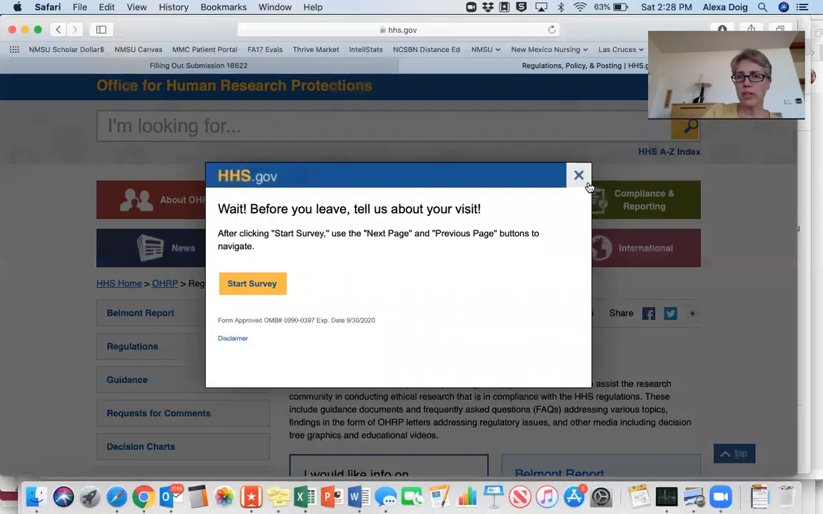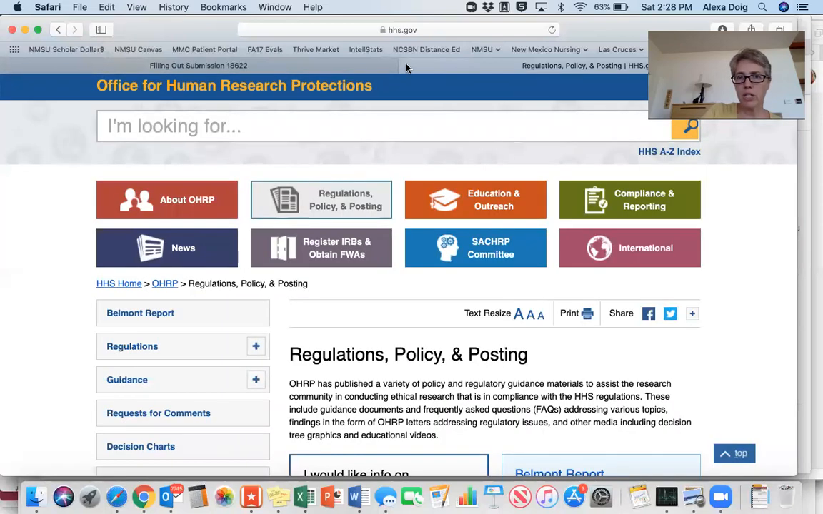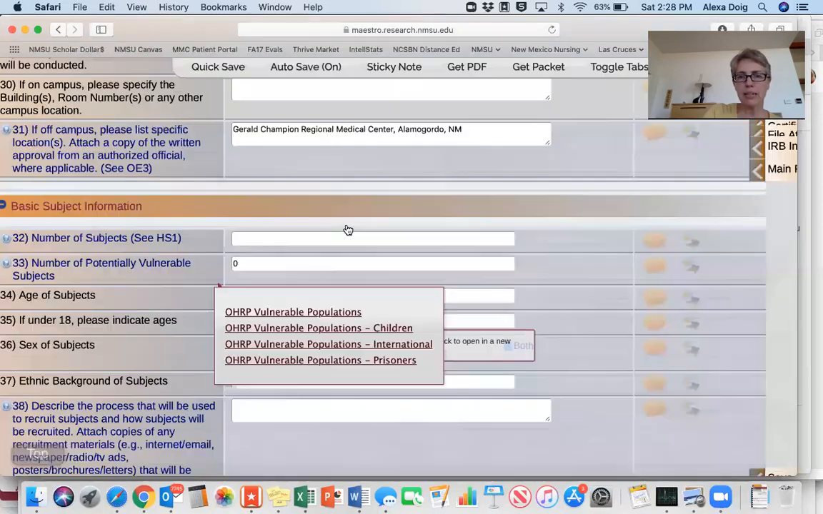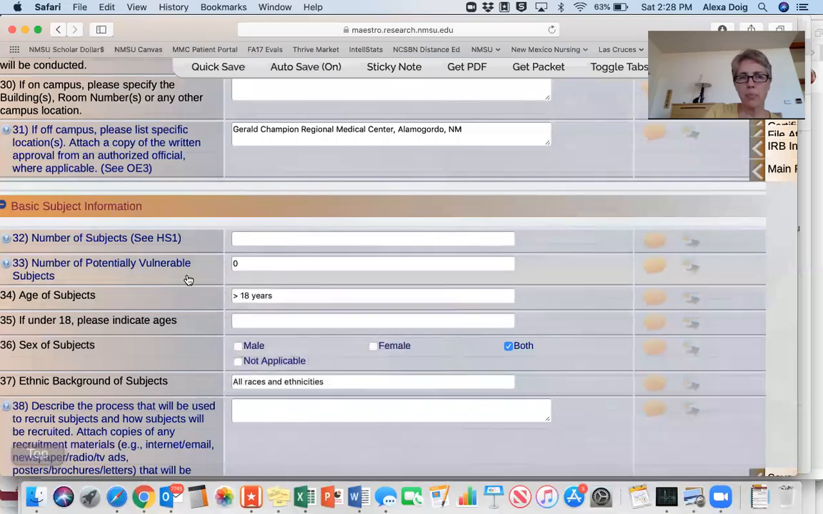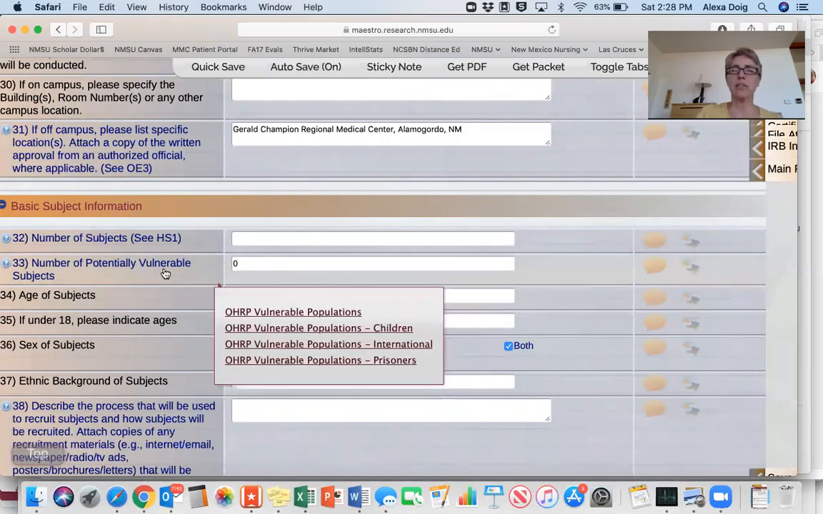You learned about this in your CITI training. The key things here: children, pregnant women, prisoners, students. If you're an instructor and you're doing something with your students, which again really doesn't fall in the DNP scope, then they would be vulnerable subjects.